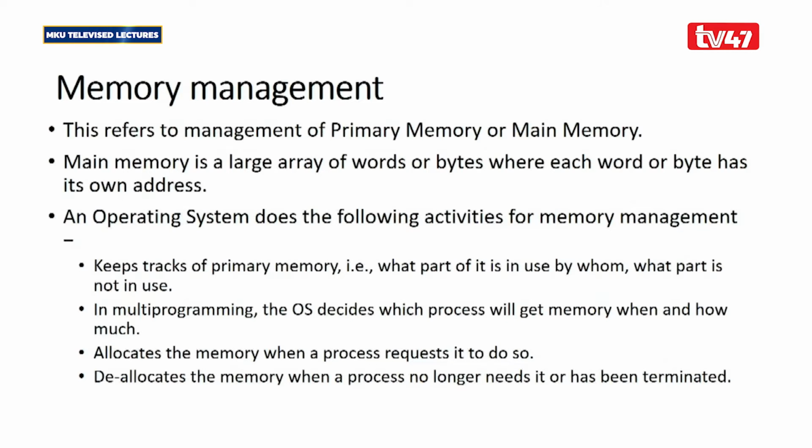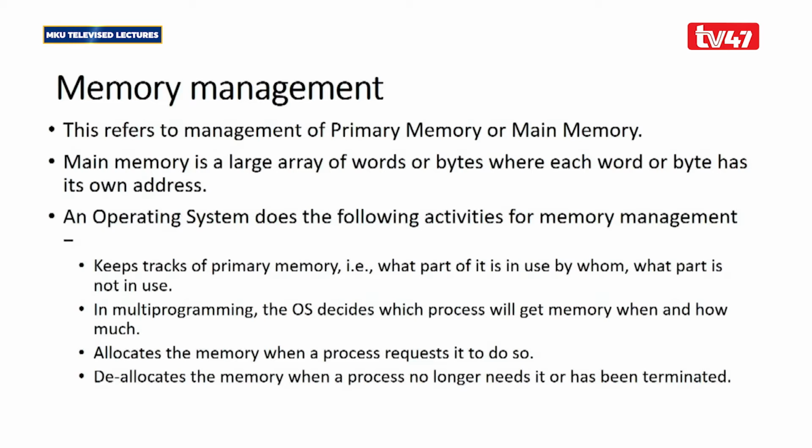Now, an operating system does the following activities in regards to memory management. It keeps track of the primary memory. That is, what part of the memory is in use, by who, and what part of that memory is not in use. So it's the role of the OS to keep track of what memory is being used, which process is using that memory, and what part of memory is not in use.